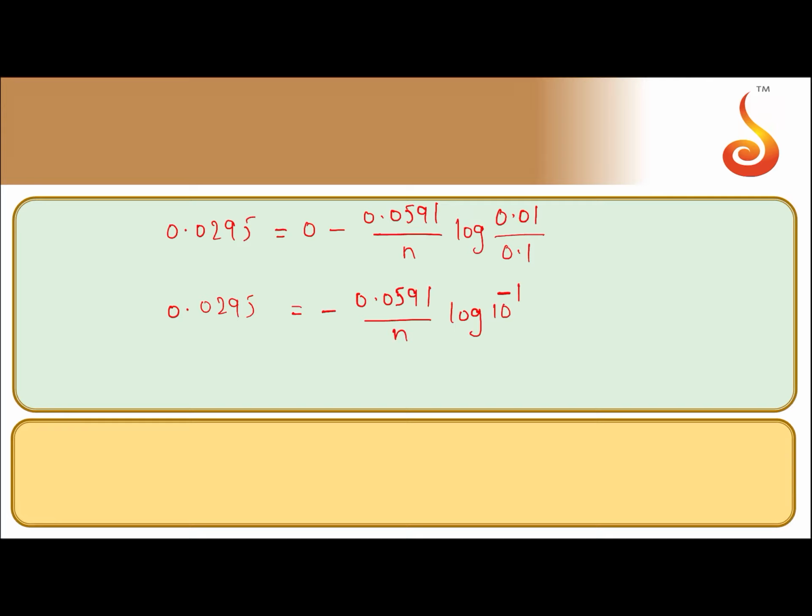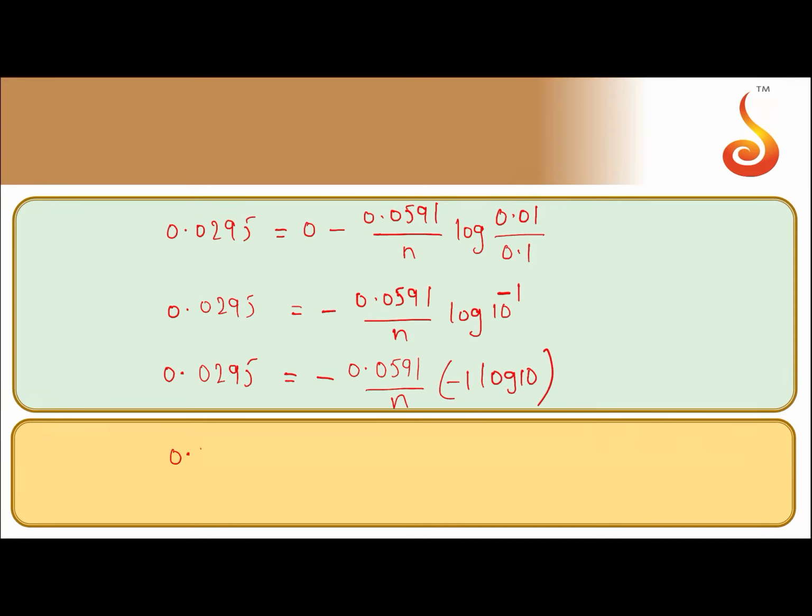0.01 by 0.1 means 0.1 will remain. 0.1 we can write it as 10 power minus 1. 0.0295 is equal to minus 0.0591 by N into minus 1 log 10. Log 10 is 1, minus into minus plus.